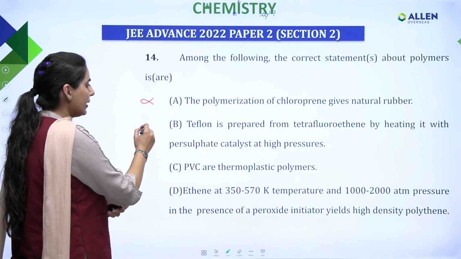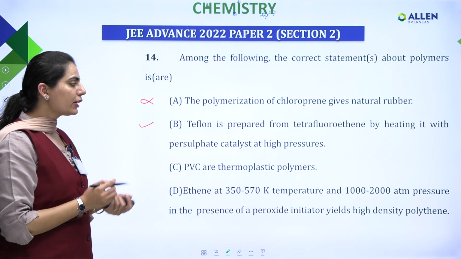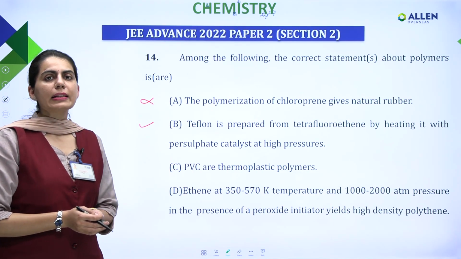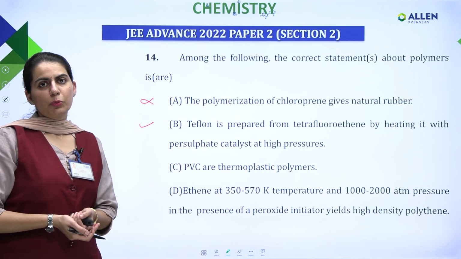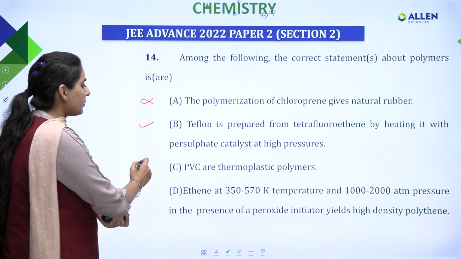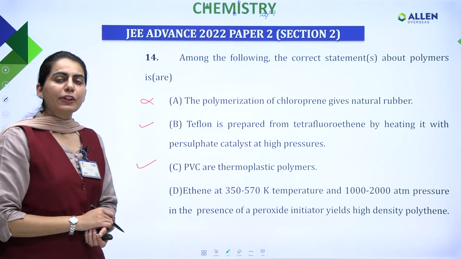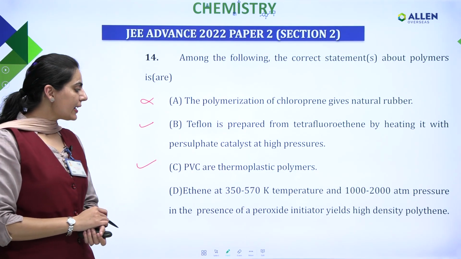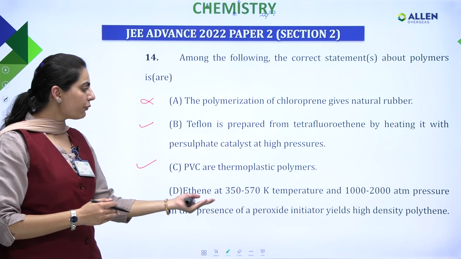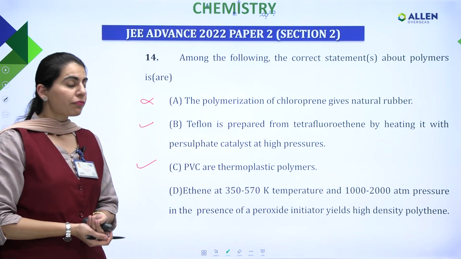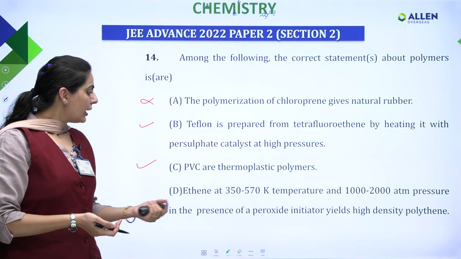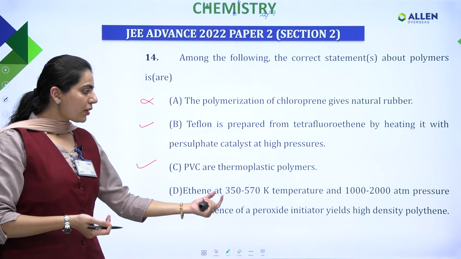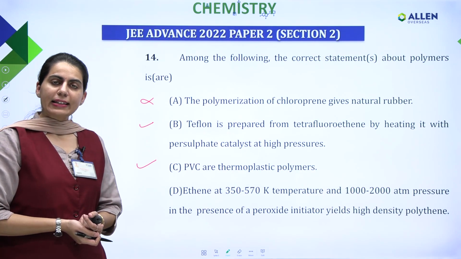Statement 3 says that polyvinyl chloride are thermoplastic polymers. Yes, polyvinyl chlorides lie in the category of moldable thermoplastic polymers. So statement C is also right. And talking about option D, it says that ethene at 350 to 570 Kelvin temperature and 1000 to 2000 atmosphere pressure in the presence of peroxide initiator yields high density polythene.